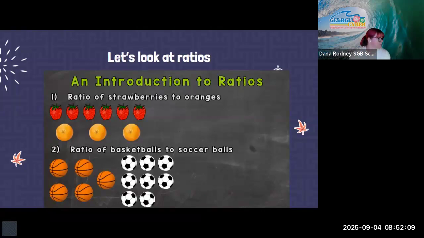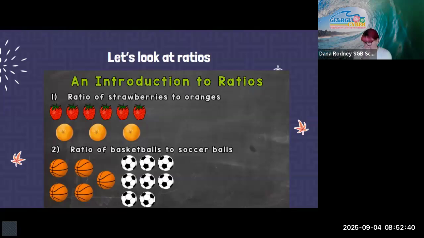Now, when we're talking ratios, a ratio shows the relationship between different amounts. We're going to take a look at the quantity of one thing, the number of something, compared to the number of something else. For example, number 1, we have the ratio of strawberries to oranges. We're going to compare the quantity or number of strawberries to the quantity or number of oranges.